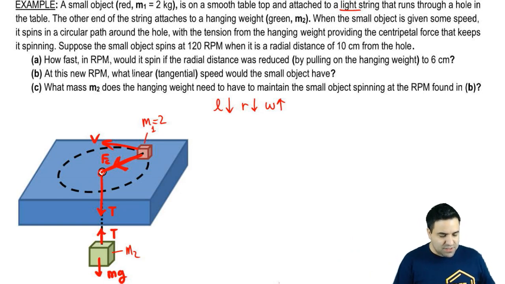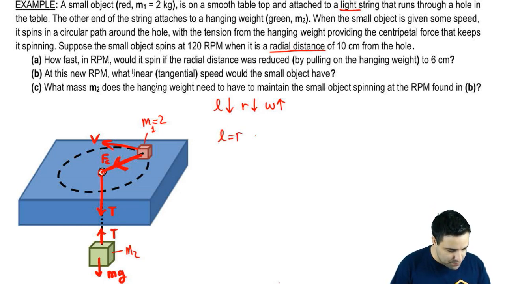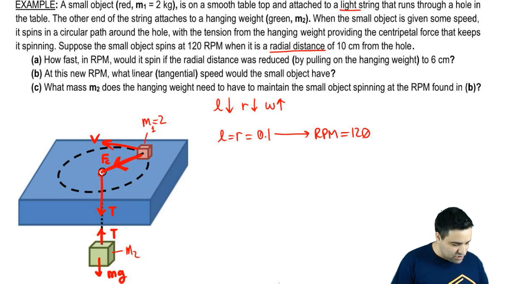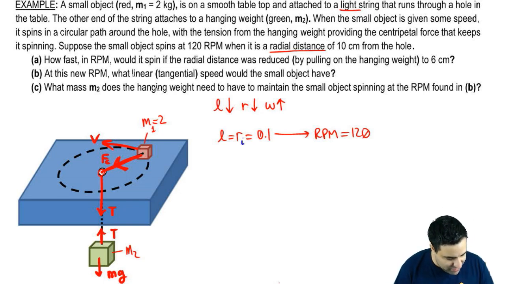It says, suppose that the object spins at 120 RPM when it is at a radial distance of 10 centimeters from the hole. So when this distance L or R is 0.10, it has an RPM of 120. So this is how the problem starts. Therefore, I'm going to call this my R initial and my RPM initial.